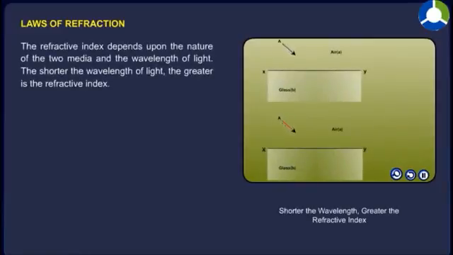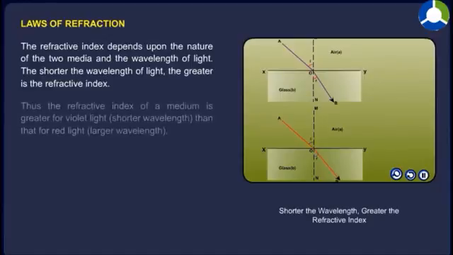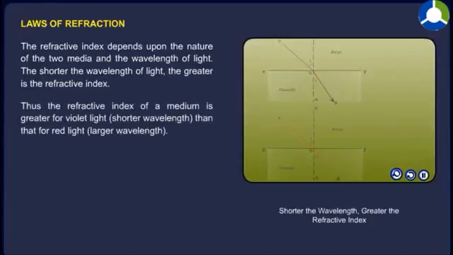The refractive index depends upon the nature of the two media and the wavelength of light. The shorter the wavelength of light, the greater is the refractive index. Thus, the refractive index of a medium is greater for violet light, shorter wavelength, than that for red light, larger wavelength.